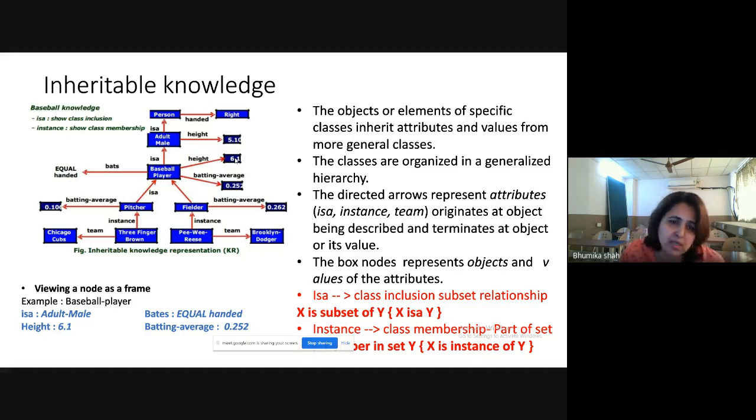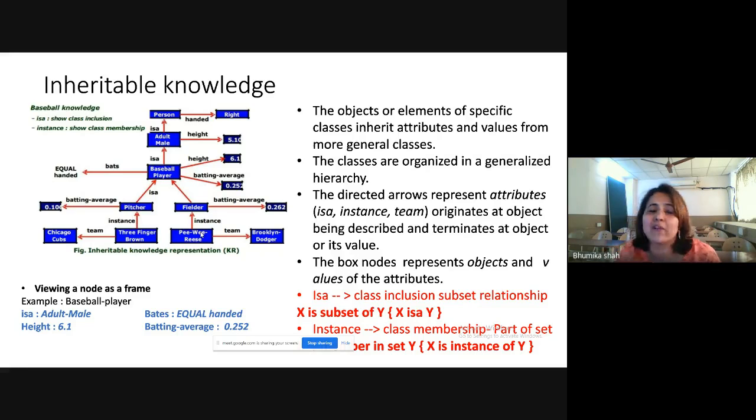But suppose I ask you a question like, what is the handed attribute value for PV Rees? What is the handed attribute value for PV Rees? Then how are we going to start over here? First of all, we will check whether the PV Rees object has the handed attribute directly available. No. So you cannot directly return the value. What will we do? Travel the instance relationship once.